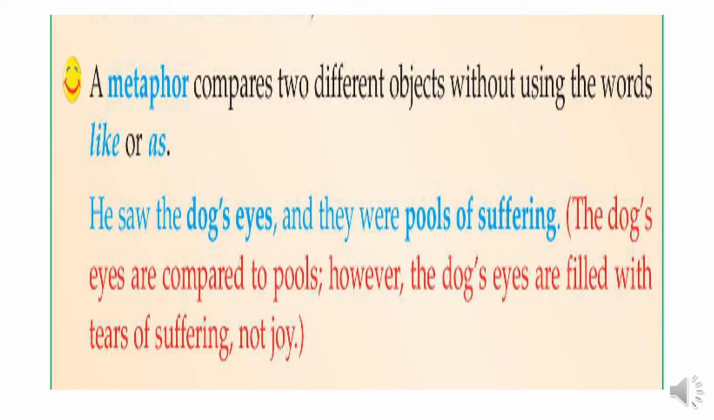For example, he saw the dog's eyes and they were pools of suffering. The dog's eyes are compared to pools, however, the dog's eyes are filled with tears of suffering, not joy. So here the writer compared two different objects, which are the eyes and the pools, but without using as or like. He directly said they were pools of suffering. So we can use were, was, is, or are, depending on the tense of the sentence.